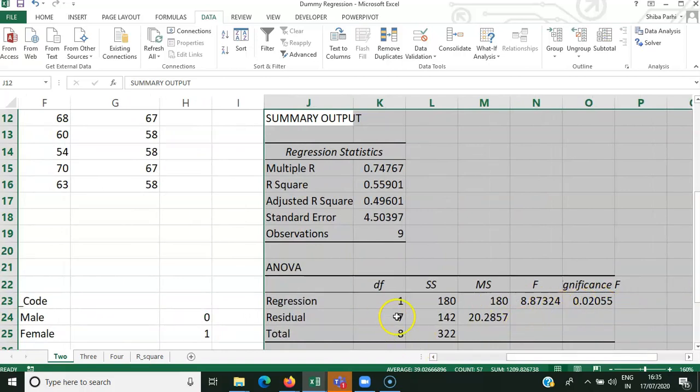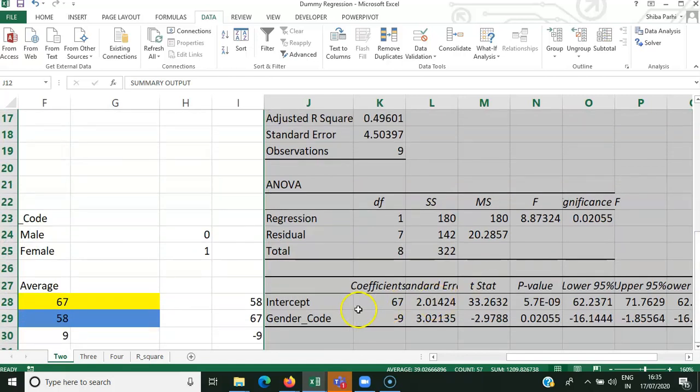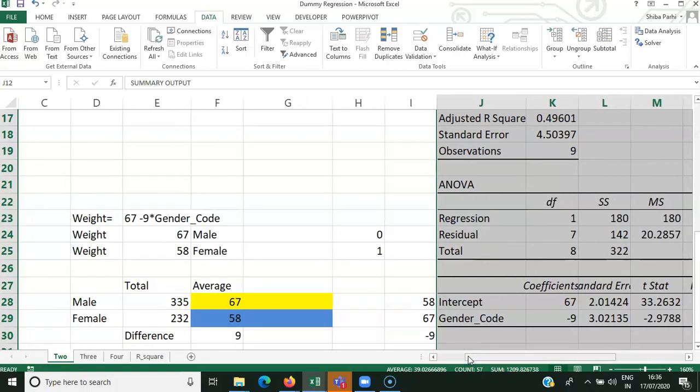And here you can see, we saw the R square, we saw the correlation. Can you see the intercept 67 and minus 9? Minus 9 is the regression, that beta 1. So beta 1, the regression coefficient, is nothing but the difference between the two groups' weight. So if I differentiate 58 minus 67, it is minus 9.